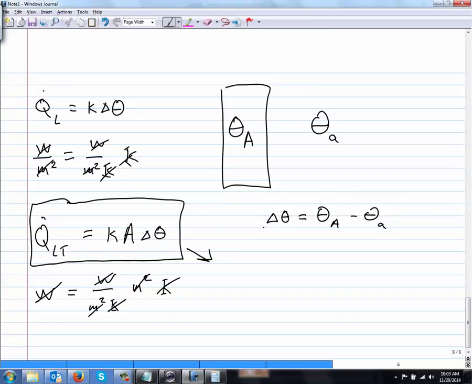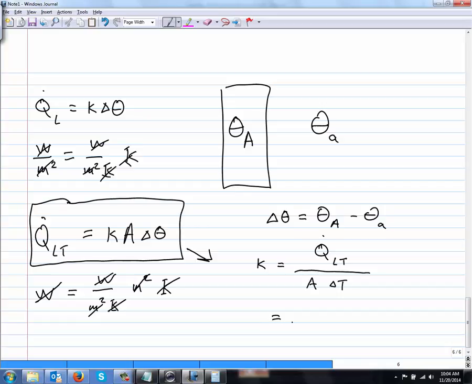And so we can just rearrange, like so, and say that k, again, little k, equals Q dot, and again, the L stands for losses and the T stands for total. So it's not on a per unit basis anymore, because that's what I gave you. And now we just have A over delta T.